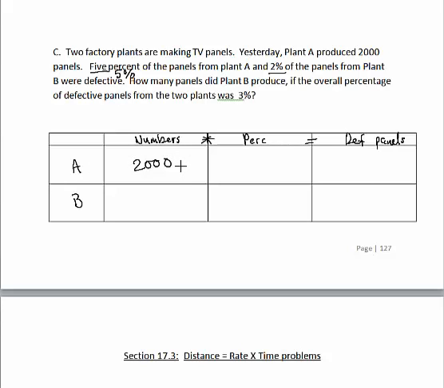5% of the panels from A, so 0.05 for the A row, percent column, and 2% of B, okay, were defective. They didn't give us the number for B, so we'll say this is X, our unknown variable. If we were asked to define it, we would say X equals number of panels, good or bad, made at plant B.